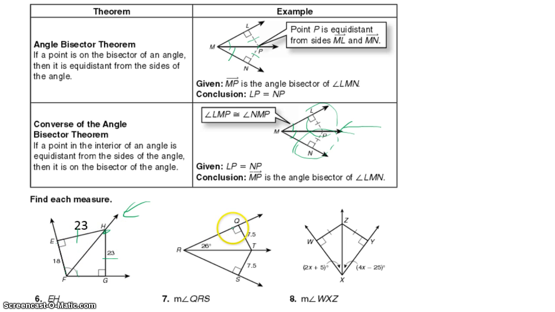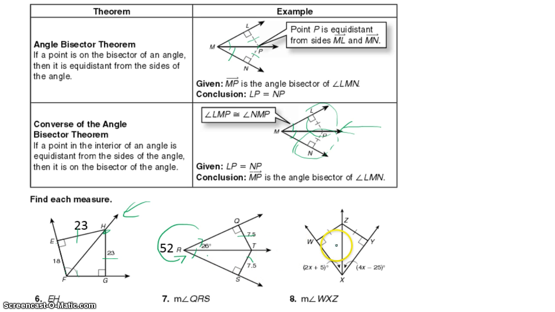Our next one, actually now we're going to do the converse, we're given the fact that T is equidistant. Therefore, we know that these are congruent to each other. If we want to know what QRS is, well, if we know this one's 25 and this one's 25, then we know that that total would be 52.